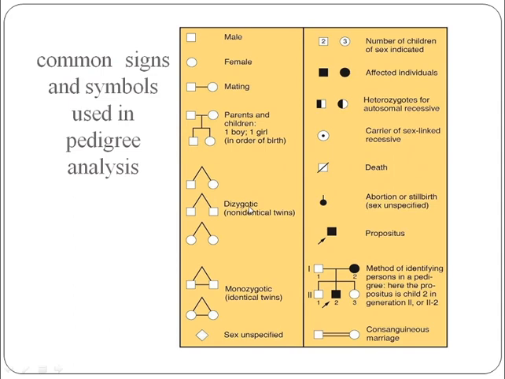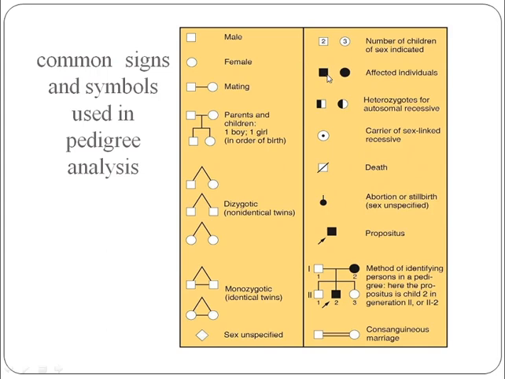Then dizygotic twins, that is non-identical twins, are denoted by these symbols, and monozygotic twins, that is identical twins, are denoted by this type of symbols. Then if the sex of the children is unspecified, then we use a diamond shape symbol. Then the number of children is denoted by the numbers written in between the circle and the squares. Then affected individuals are denoted by the shaded or darker circle and squares.